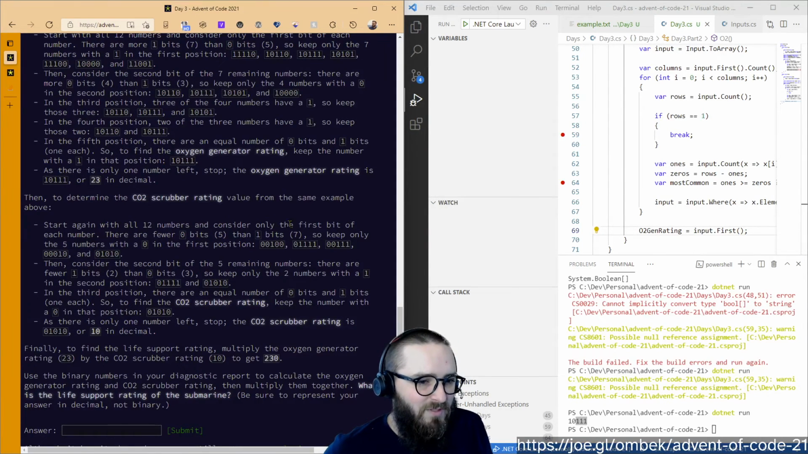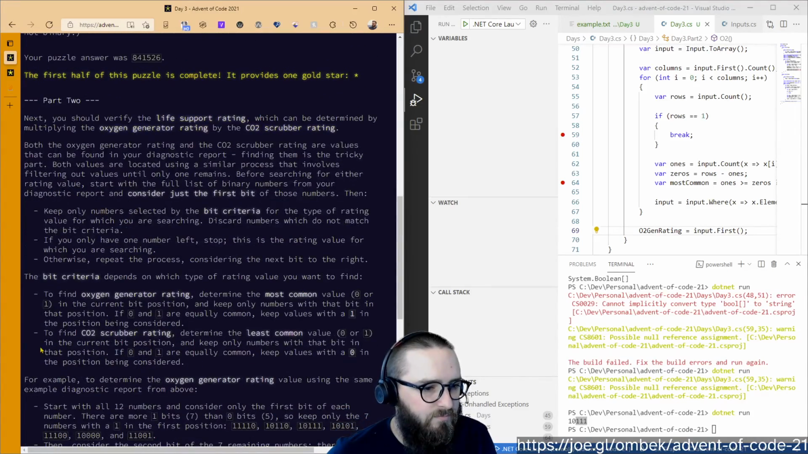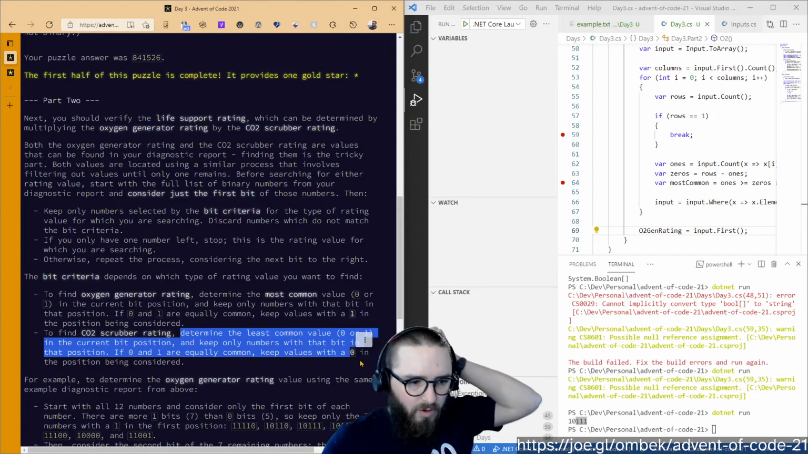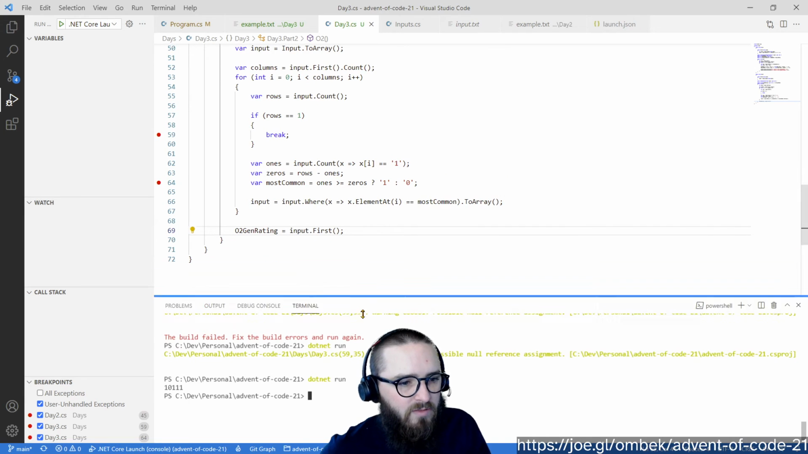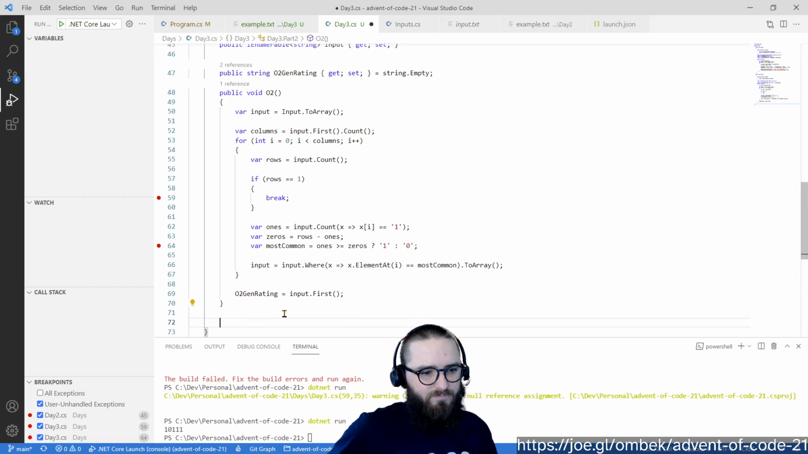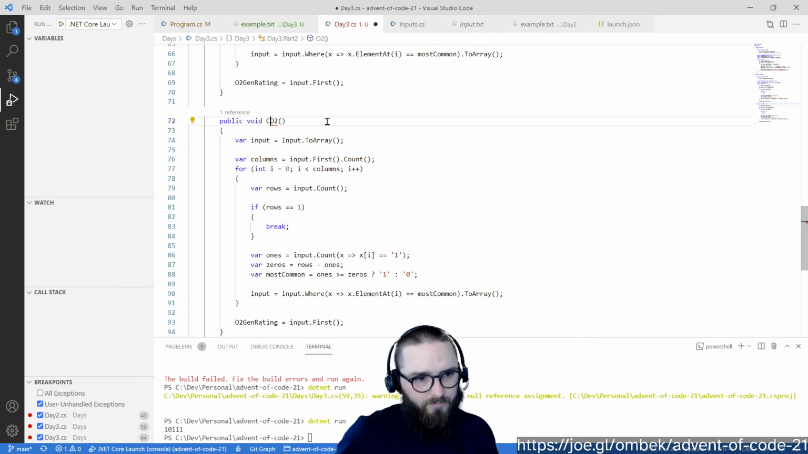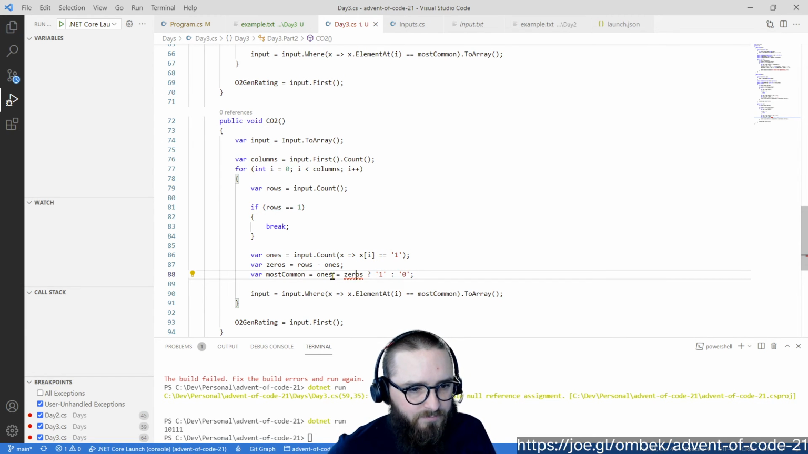So starting again with 12 numbers and consider only the first bit of each number. Okay, so let's look at the least common value. 1 and 0 are equally common. Keep the values with a 0 in the position being considered. Okay, so I really should not duplicate this code because it's pretty much the same logic, but I'm a grown man and I'm going to do what I want. So this one is actually an equals because it's the least common one.